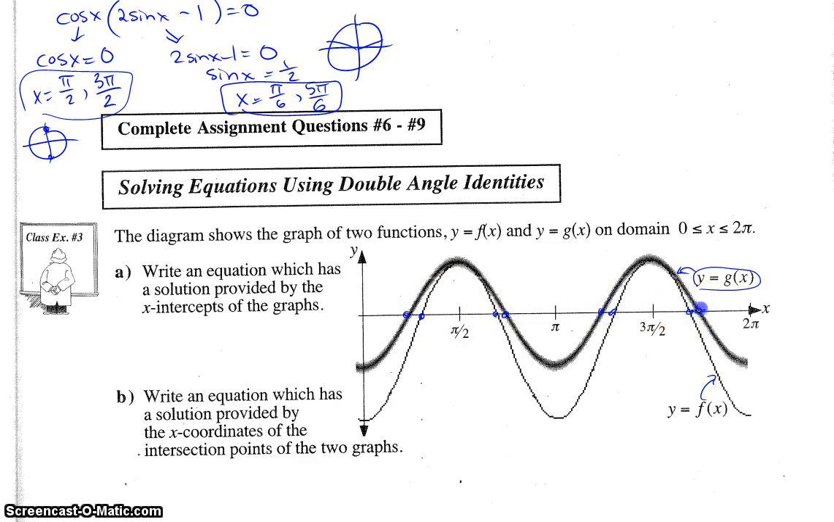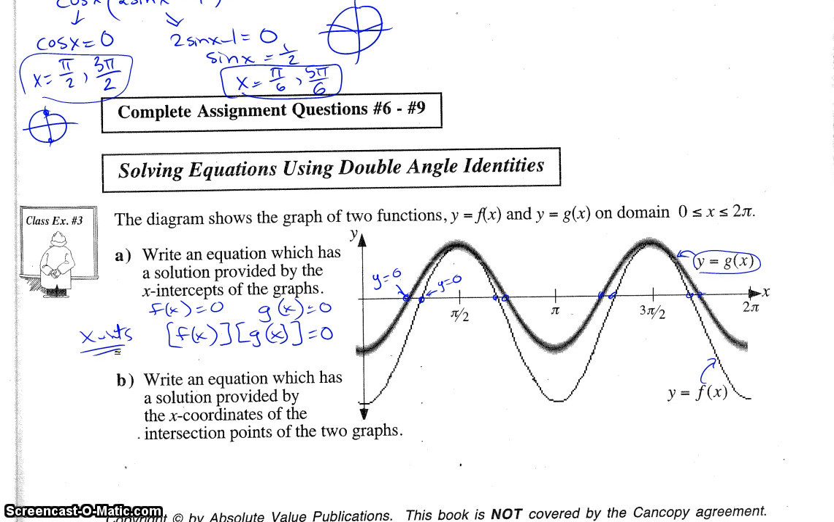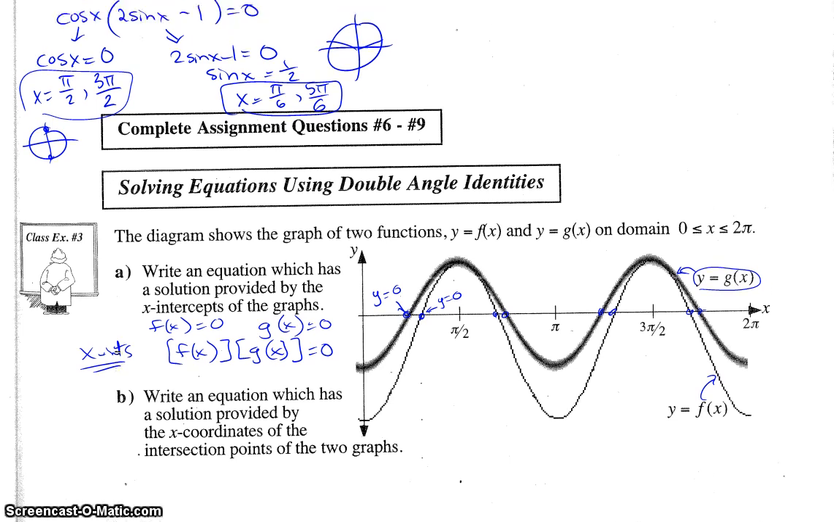Well, essentially what we're doing by marking the x-intercepts is we're saying this is where y is equal to 0, or this is where y equals 0 for this one. So in other words, f of x was set to 0 or g of x was set to 0. Or combining that back into one equation, we would write that as factors and equal to 0. And that way each of those factors could equal 0, and that would give us all our x-intercepts. Okay, this finds our x-intercepts. Now, next thing they want, write an equation which has a solution provided by the x-coordinates of the intersection points.